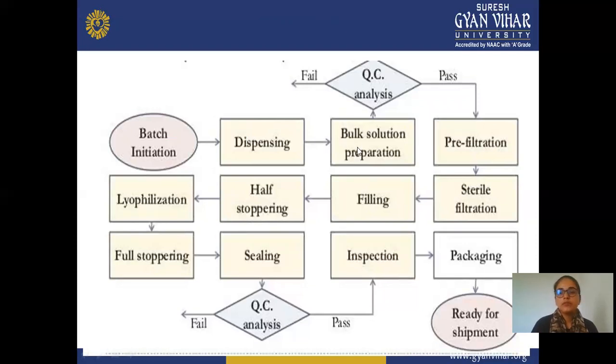You take another material. If the quality control test is passed, then start pre-filtration, and then sterile filtration is the next step. Next, filling is done after sterile filtration or completing the formulation. Then half stoppering is done, and the stopper is not completely applied to the product. Then lyophilization, and after lyophilization, full stoppering is applied, and then sealing of your formulation. After or during sealing, another quality test is applied, and you check the quality of the product. If it fails, then you reject your formulation. Otherwise, if it passes, then you inspect your formulation, packaging is done, and it is ready for shipment or to come to market. So this is the procedure for the lyophilized product.